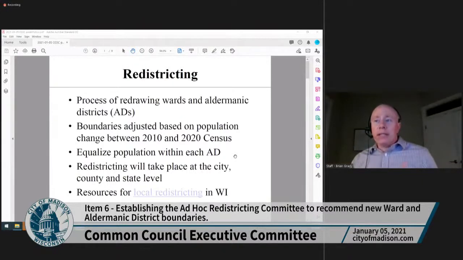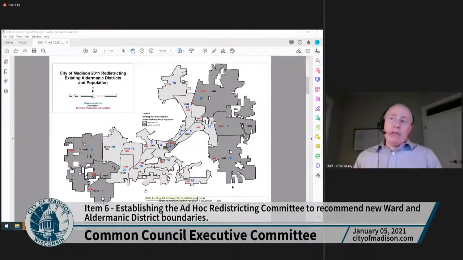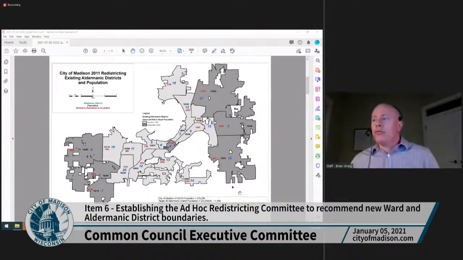This process will take place at the city, county, and state level. The city and county process will be happening in a very similar time frame. I want to note that at this link, which is attached to the Legistar item, there are some great state resources with more details on local redistricting. In the next several months, again, 10 years ago it was mid-March, maybe it's going to be April or May, we'll get the detailed census data for fine-grained geographies in our city. We'll be able to produce a map like this, which we had from 2011.